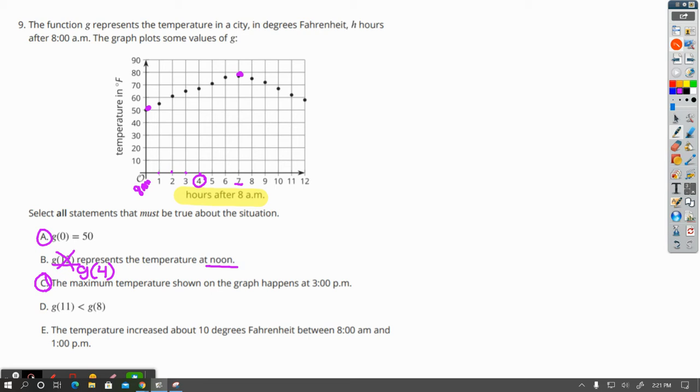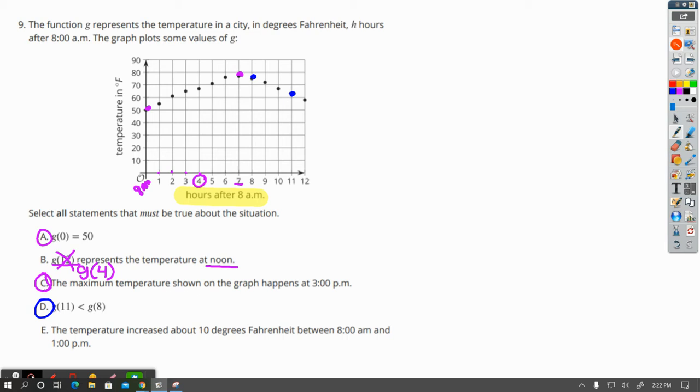Then I look at D. So I have G of 11 is less than G of 8. So go to 11 and it's a little above 60. And go to 8 and it is about 75. So G of 11 is less than G of 8. Part E, the temperature increased about 10 degrees Fahrenheit between 8 a.m.